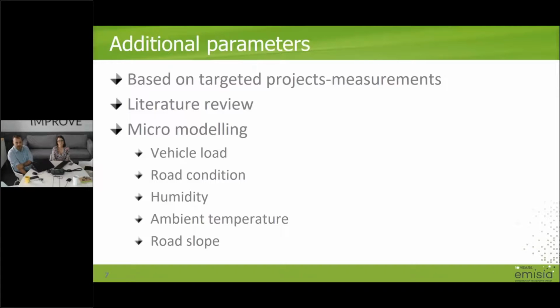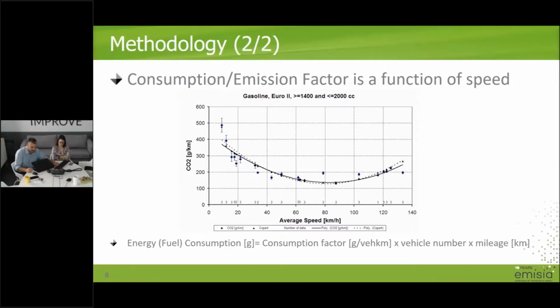You can do a literature review where you can combine findings from other sources. Although it is a rather complex system, and I believe that we've established that, sometimes it is very expensive to do a multitude of measurements. So what we do is we combine the findings that we have in a laboratory with micro-modeling. And the micro-modeling takes into consideration the vehicle load, the road condition, humidity, the ambient temperature, the road slope, and you can then construct similar functions to these to fill the gaps where your measurements are missing.